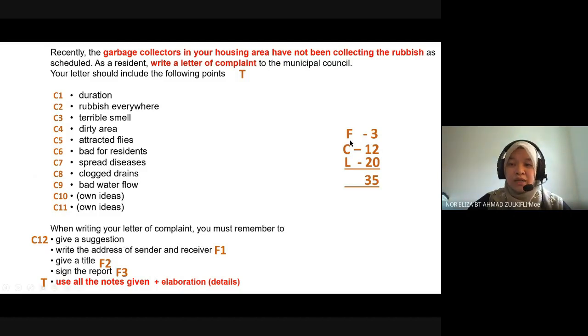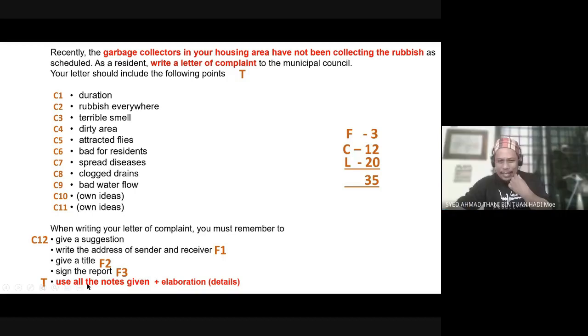So format is 3 marks, for F1, F2, and F3. And then content would be 12 marks. Now you see, if you miss any of the points, then you will lose marks here, because for directed writing, it's easy for you to get the marks.